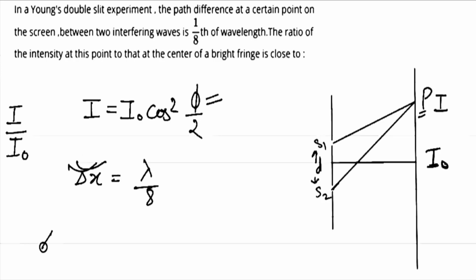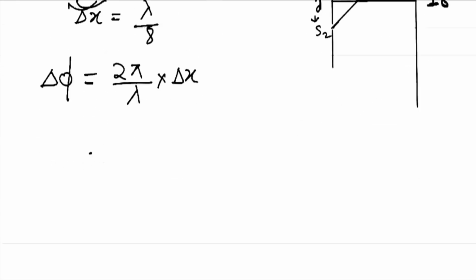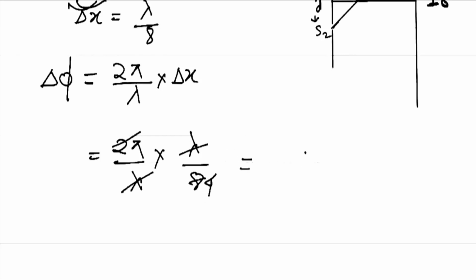So we have the relation: change in phase is equal to 2 pi by lambda into the path difference. If we substitute the value, 2 pi by lambda and path difference lambda by 8, this lambda and this lambda cancel out, and 2 to 4, so the phase difference will be pi by 4. Now we have the phase difference.